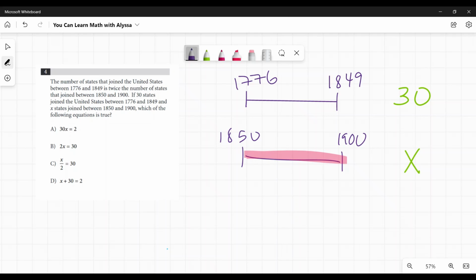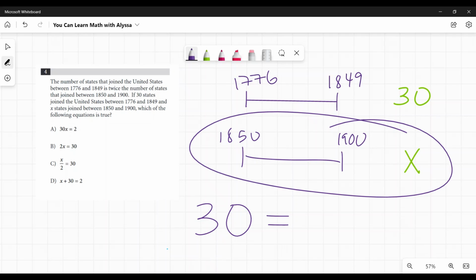Whenever we're setting up equations to represent these word problems, when you see the word "is," that's a cue that there's an equal sign there. So first, the number of states that joined between 1776 and 1849 is, well, we're told that first number, 30, so we're going to plug that in. So 30 is twice the number of states that joined in this period.